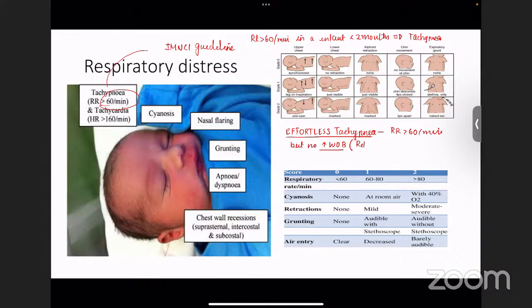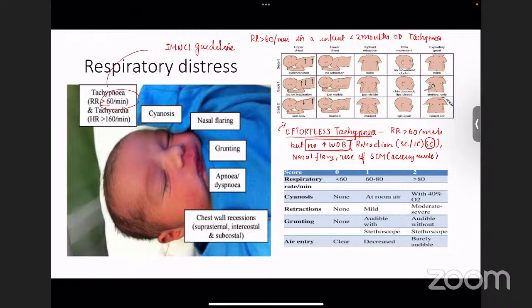Any retraction: subcostal, intercostal, suprasternal. Most of the time suprasternal retraction goes in favor of upper airway obstruction. Also nasal flaring and use of accessory muscles like the sternocleidomastoid. If these are present, then you say the work of breathing is increased. But here I said there is no work of breathing. So what conditions will you think of for effortless tachypnea?